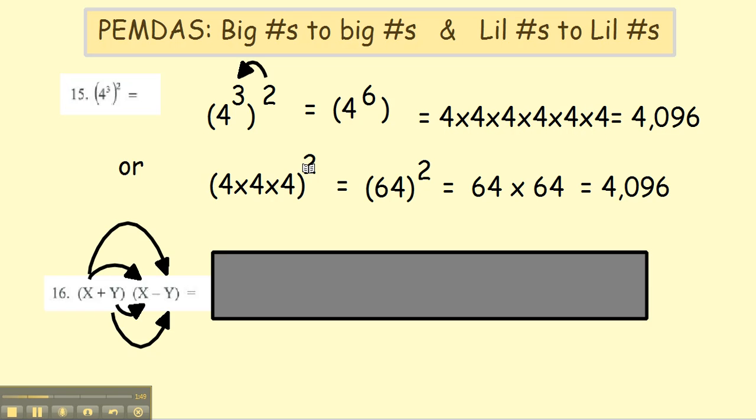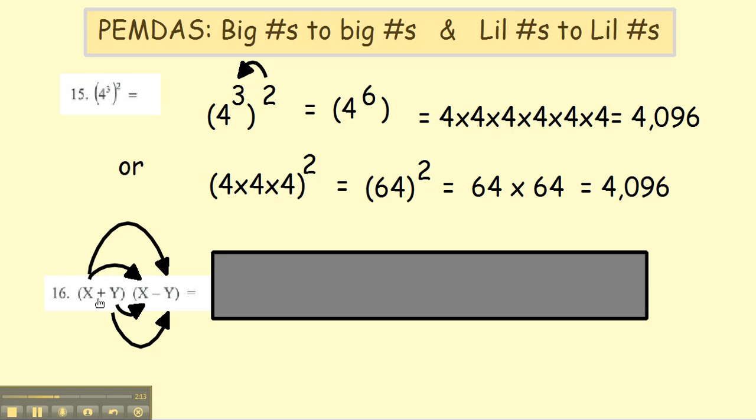If you do it the second way, you do what's inside parentheses first. You're saying 4 times 4 times 4 because it's cubed, so you do it 3 times. Should give you 64, and then you'll notice it's squared on the outside. So that'll give you 64 squared, which is really just 64 times 64, and again that'll still get you to 4,096.